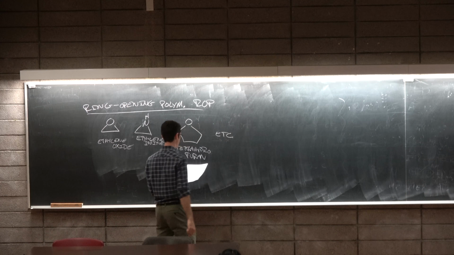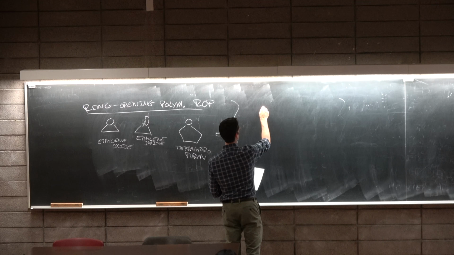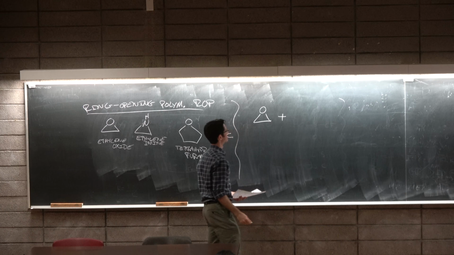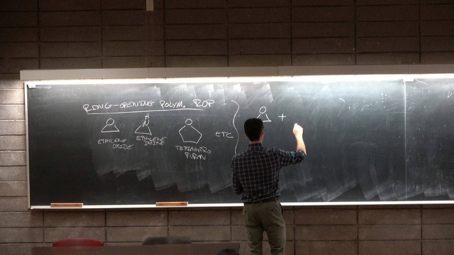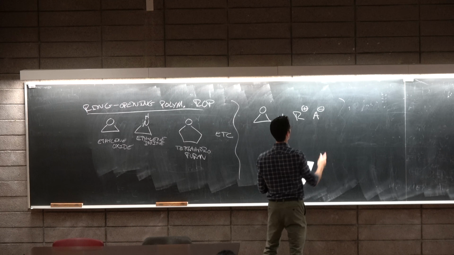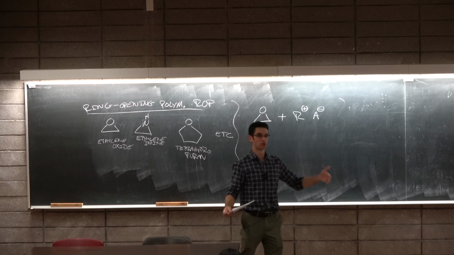And how does this work? Well, if we have the simplest epoxide we can possibly have, which is just ethylene oxide, an epoxide being a triangle with an oxygen in it, plus R plus A minus, where R plus could be either H plus the initiator, or it could be the growing chain end.